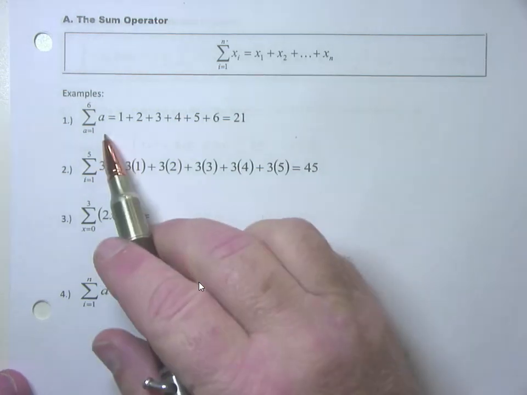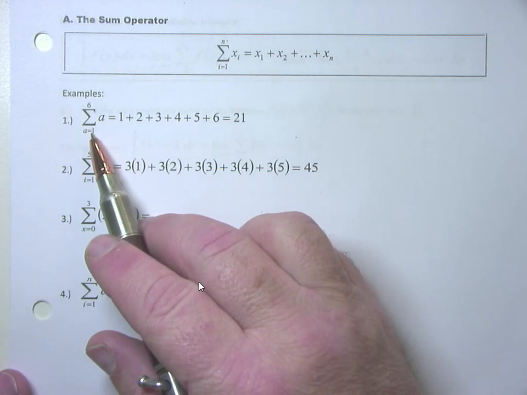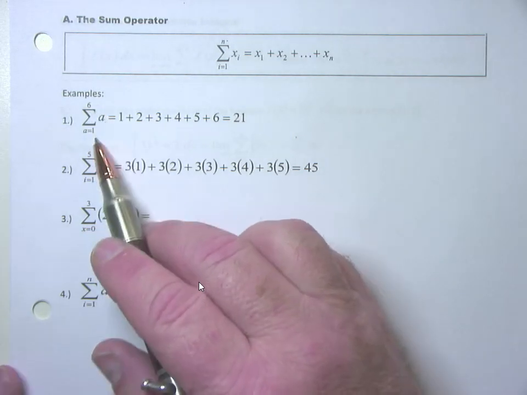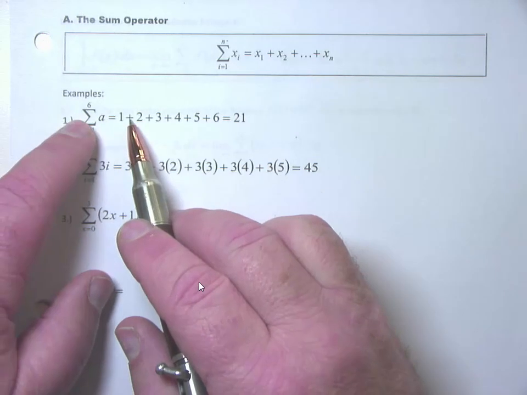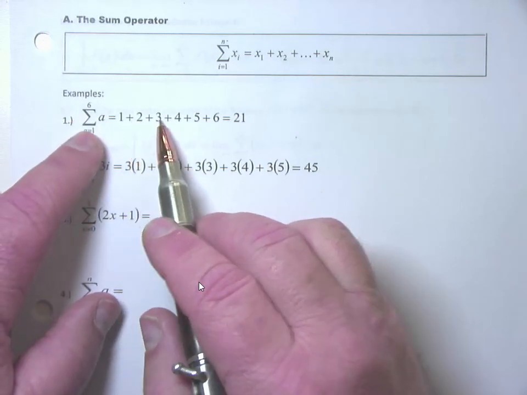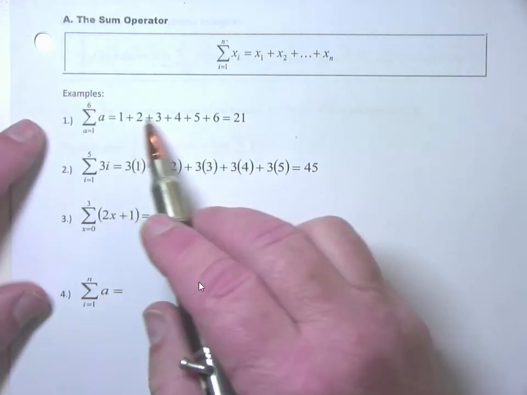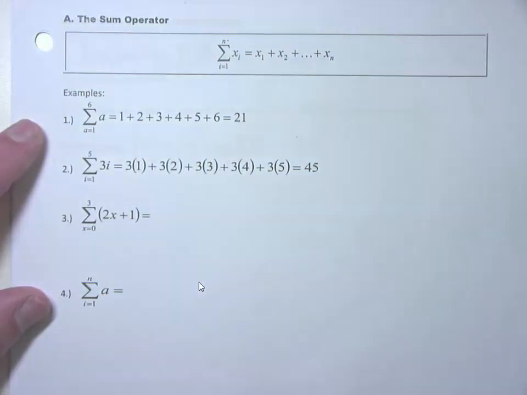So if I did this one, the sum as a goes from 1 to 6 of a, it doesn't matter what the index is. You first plug in 1, then you just sum, so you plus, then you plug in the number 2, plus 3, plus 4, plus 5. Where do I stop? I stop at 6. And 1 plus 2 plus 3 plus 4 plus 5 plus 6 is 21.